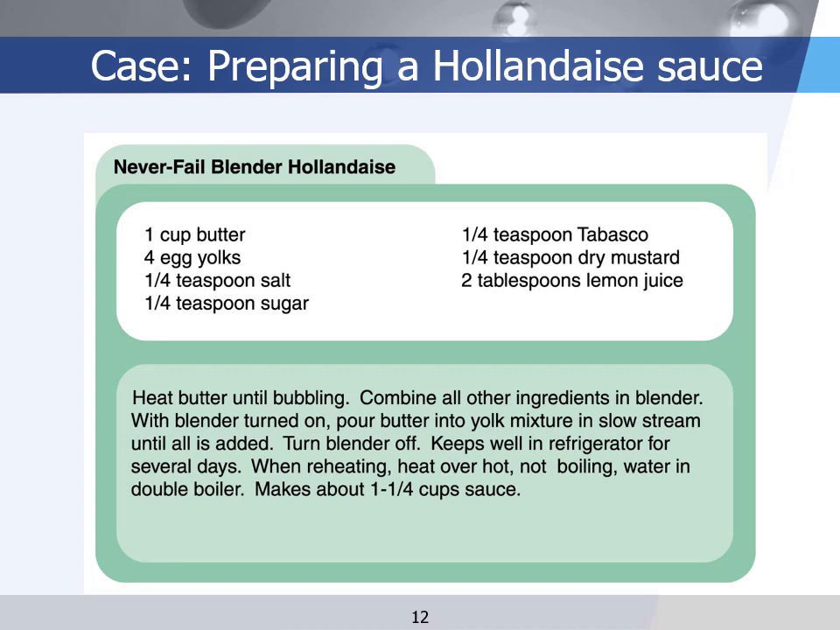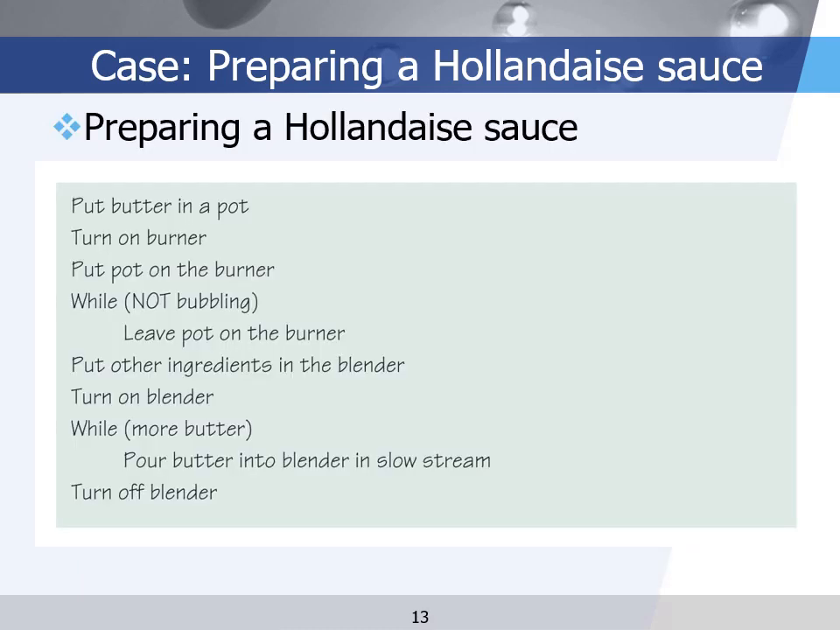So the name of the algorithm or the problem is called the Never Fail Blender Hollandaise. It needs some ingredients. So we can analyze the problem and look at the process, and then we can make it step by step. If we change it into an algorithm, it will look like this. The first step is to put the butter in a pot and then turn on the burner. You can see every step is quite clear.